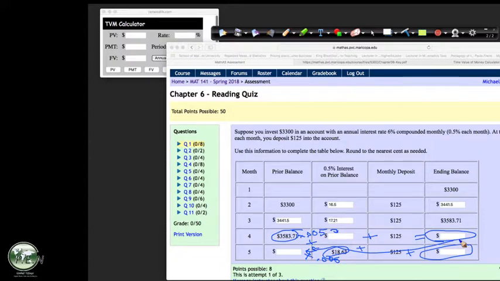In the future, what we're going to do is we'll use the TVM solver, because a lot of times with these, we don't want to know what we'll have in 3 months. We want to know what we'll have in 10 years. I don't want to do this for 10 years. 12 times 10, that's 120 calculations. Maybe if I had an Excel spreadsheet, I would plug it in, but even then, it's just nice to calculate it. Okay?